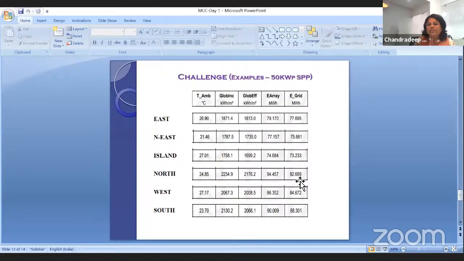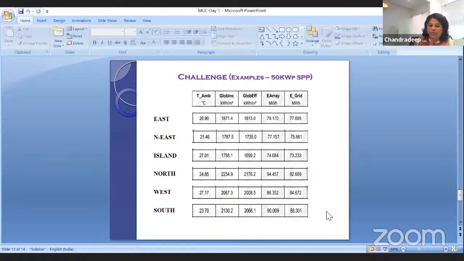So if you install the 50 kilowatt, the finance is the same. If 1 kilowatt costs 40,000, then 50 kilowatt is around that times 50. In the northern part, here is the highest radiation. The highest radiation means the generation is also very high. In the western part, again, it is better. In the southern part also.